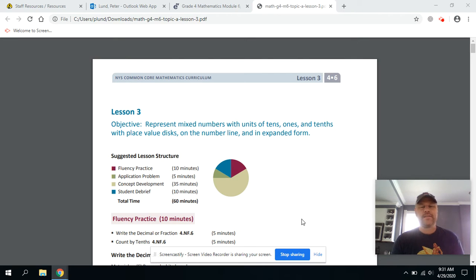Hello, let's take a look at lesson 3, and we're going to represent mixed numbers with units of tens, ones, and tenths with place value discs on the number line and an expanded form.